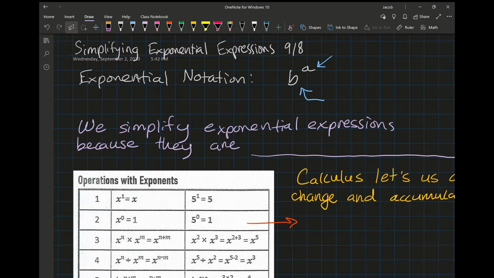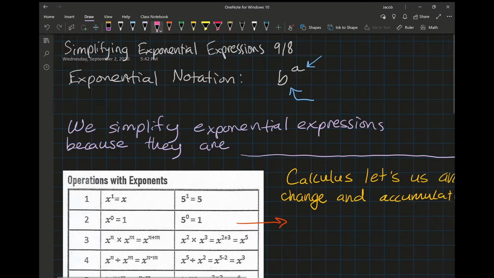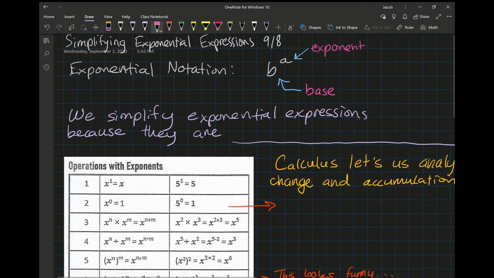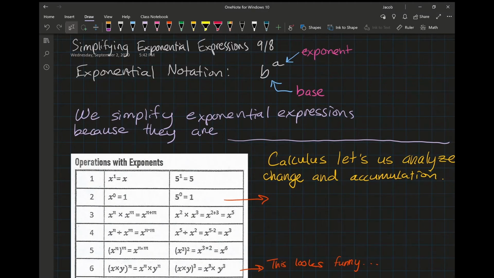Welcome to Simplifying Exponential Expressions, and we will start with exponential notation. This is essential to knowing that the base is on the main line, and of course the exponent is in the superscript. Make sure you're comfortable seeing the difference between the two. I've seen too many short mistakes like that.